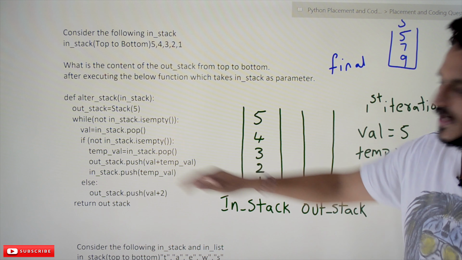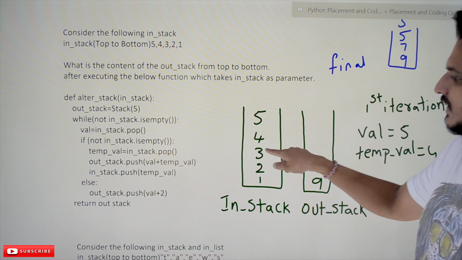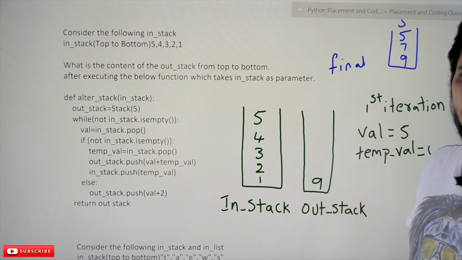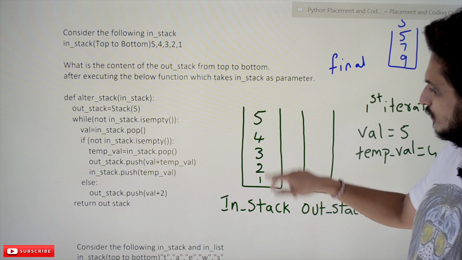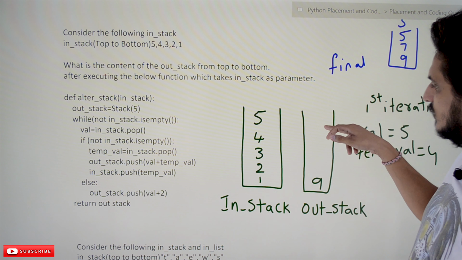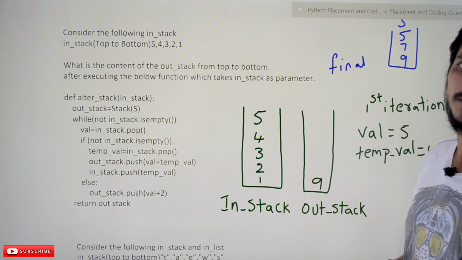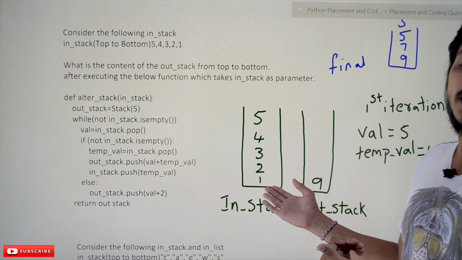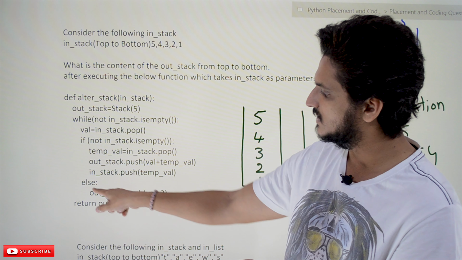Whenever it goes into the next loop, 4 plus 3, what's the value? 7, and 3 is again sent to the in stack. The next time, 3 plus 2 is 5. 5 is sent to the out stack, and 2 is again sent back to the in stack. Then 2 plus 1, the value 3 is sent to the out stack, and 1 is sent back to the stack. Whenever they pop 1, there are no elements left. Whenever it is empty, it won't go into the if condition, it will go into the else condition.